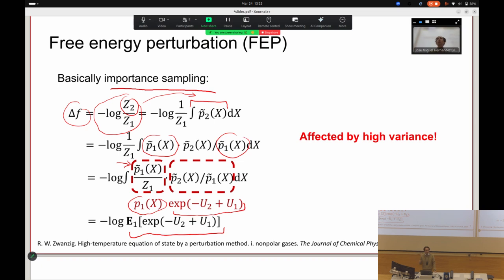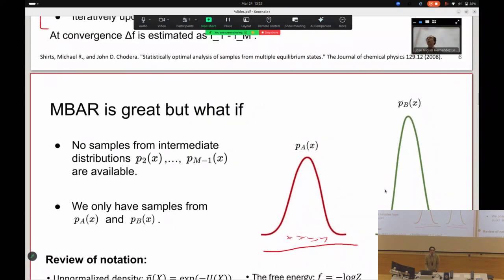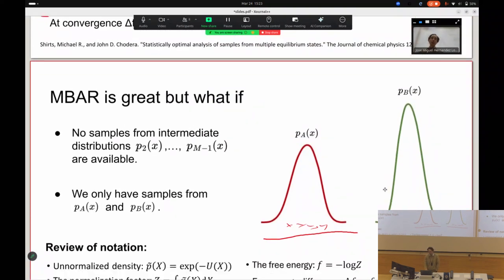People don't use this in practice because it has high variance. And this is something well known in importance sampling. In high dimensions, if there is no significant overlap between these distributions, importance sampling will have high variance.